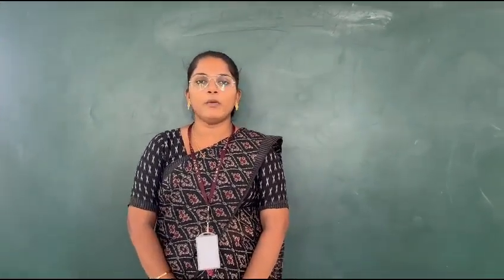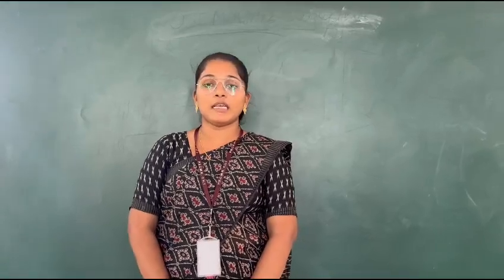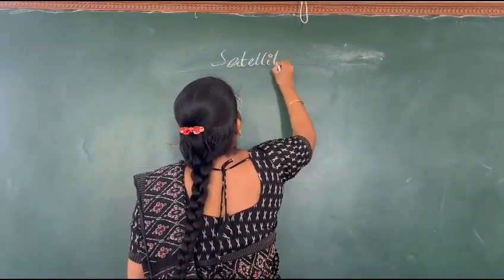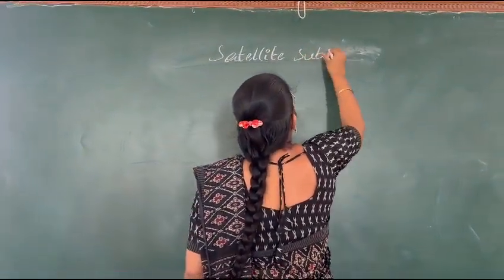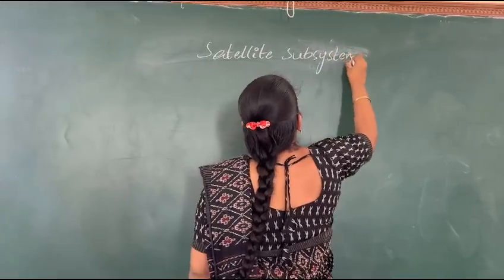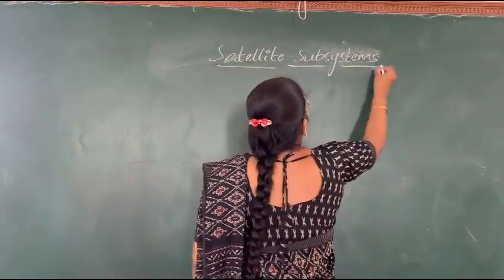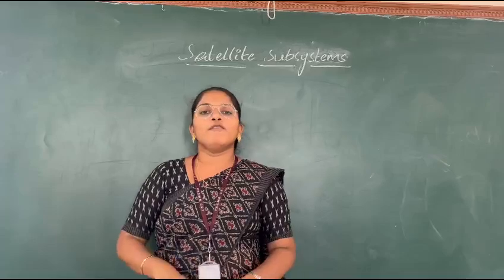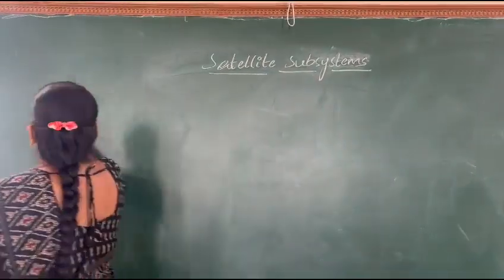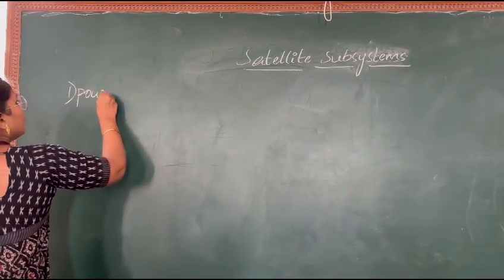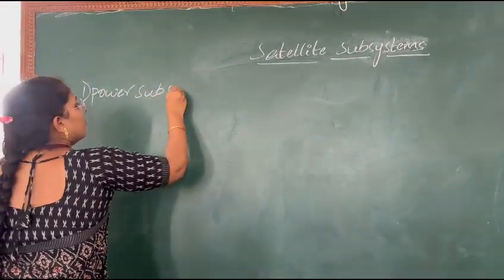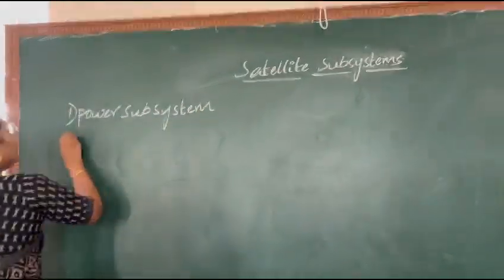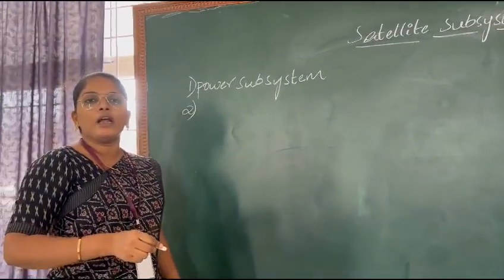Today I'm going to explain about satellite subsystems. The satellite subsystems are majorly classified into 4 types. The first one is power subsystem. Second one is attitude and orbital control subsystem.